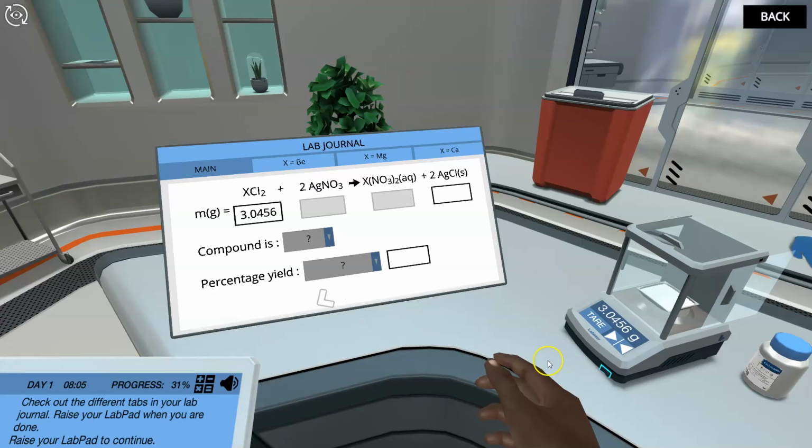Check out the different tabs in your lab journal. Raise your lab pad when you are done.